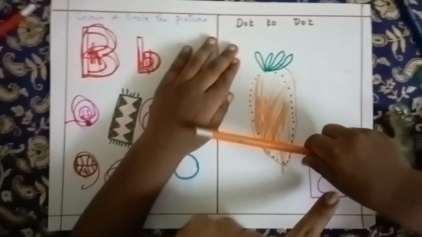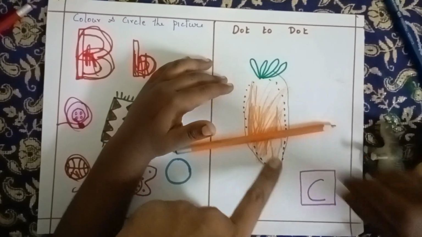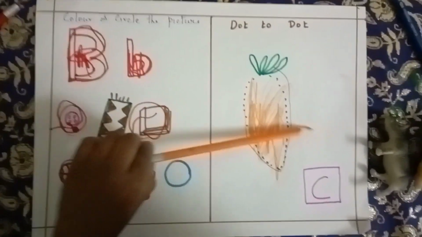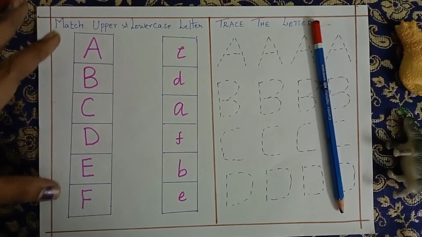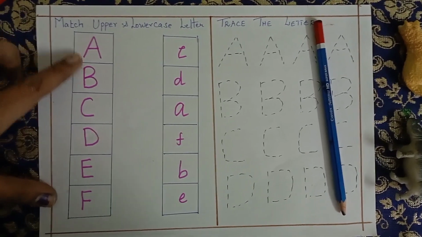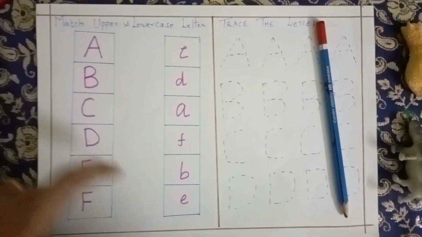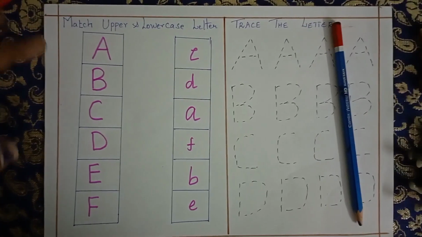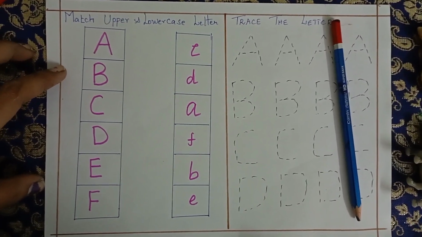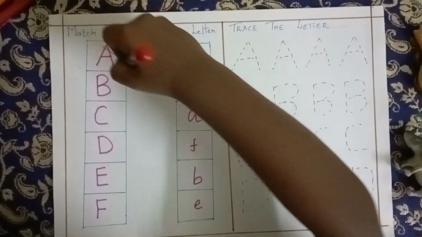Okay. What letter is this, baby? C. Carrot starts with letter C. Okay, super. Next worksheet, you have to connect all the uppercase with lowercase, okay? Draw a line and connect all the uppercase with lowercase. Draw a line, baby. A, upper and lowercase.